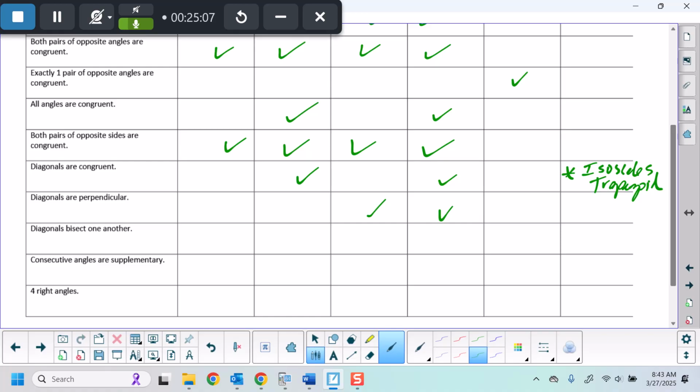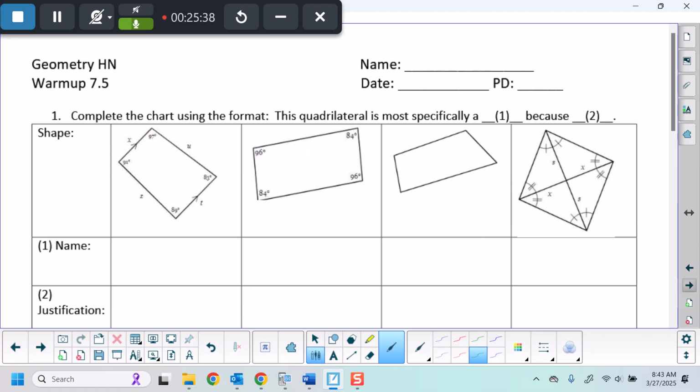Diagonals bisecting each other, that's another parallelogram feature. Consecutive angles supplementary, that's another parallelogram feature. And 4 right angles is our rectangle and our square. So it's tricky when we're asked to list some of the features, all the features, most specific features, etc. And that ends up showing up particularly when we talk about your warm-up.